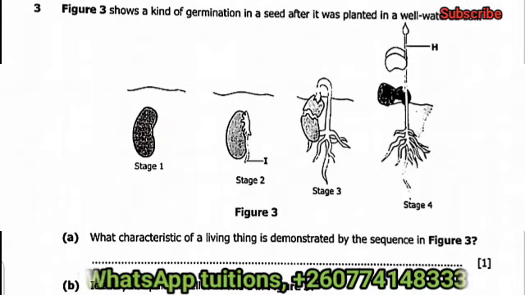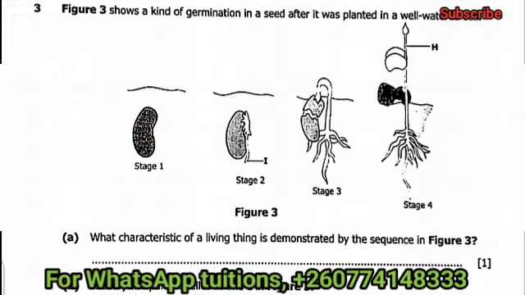I do have these questions which are emanating from the 2024 GCE Biology Paper 2. Figure 3 shows a kind of germination in a seed after it was planted in well-watered soil. We have stages 1 up to 4. In stage 2 we have the label I, and then in stage 4 we have label H.